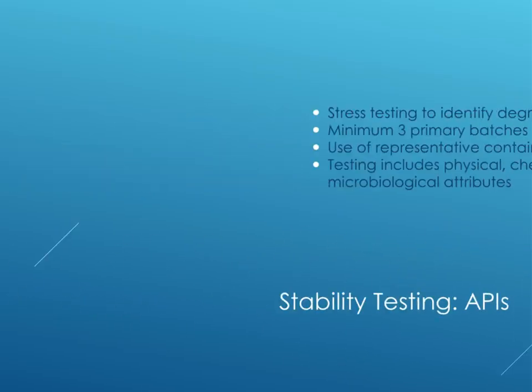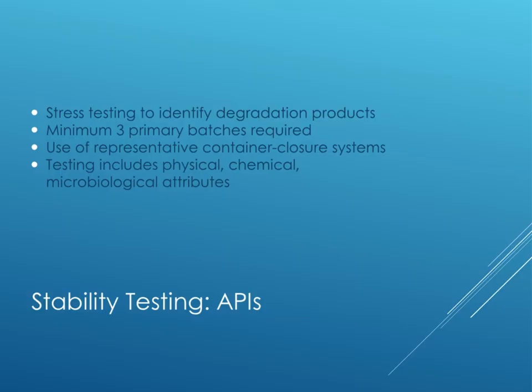regulatory rigor applies. When it comes to API stability, the goal is to understand how your molecule degrades and under what conditions. That starts with stress testing, heat, humidity, oxidation, light, and pH variation. Why? Because degradation products can impact safety and efficacy, and your test methods need to catch them.